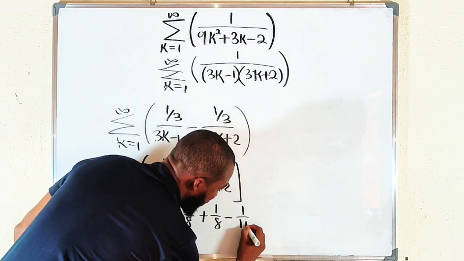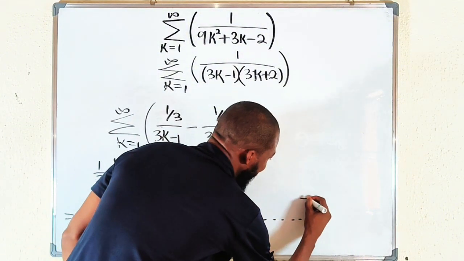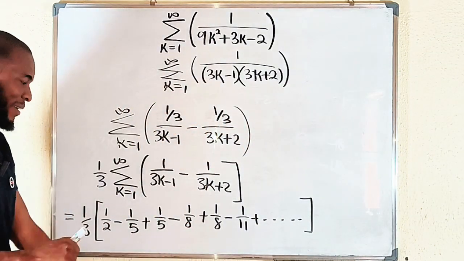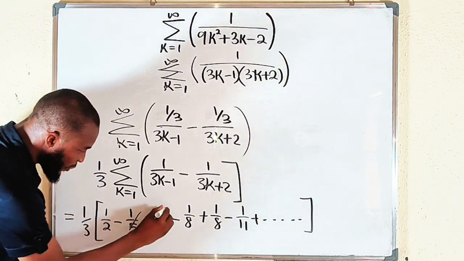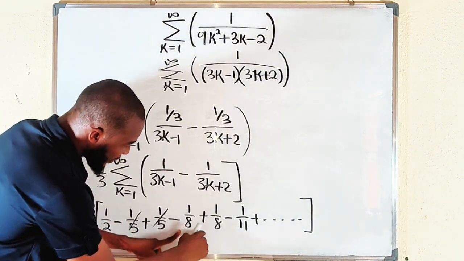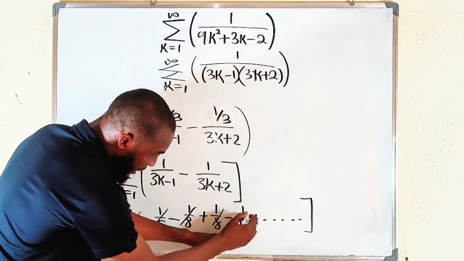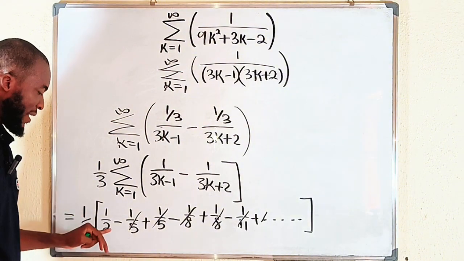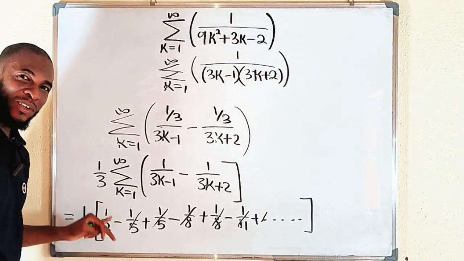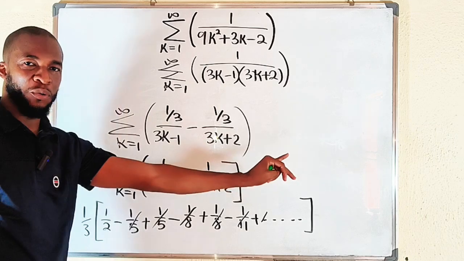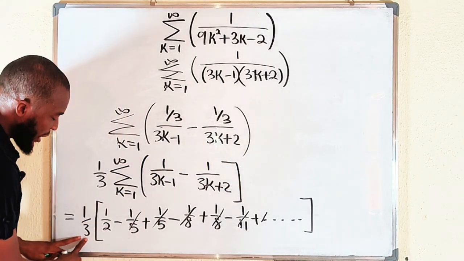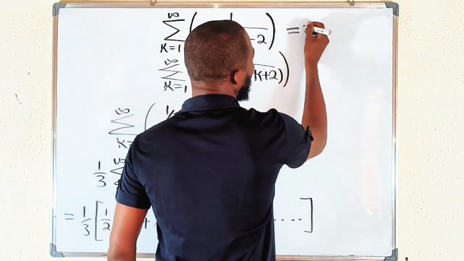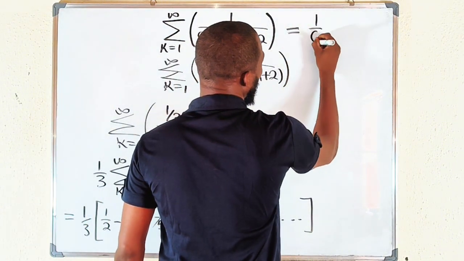Let's stop here. We have so many terms. But if you observe, all of these terms will cancel except the first one. This and this will cancel because this is minus, this is plus. This and this will cancel. This will cancel with the next one. This is how it will keep on moving till the end. We only have 1 over 2 plus 0, which is still 1 over 2. If you multiply by 1 over 3, you have 1 over 6. Therefore, the whole of this series equals 1 divided by 6.